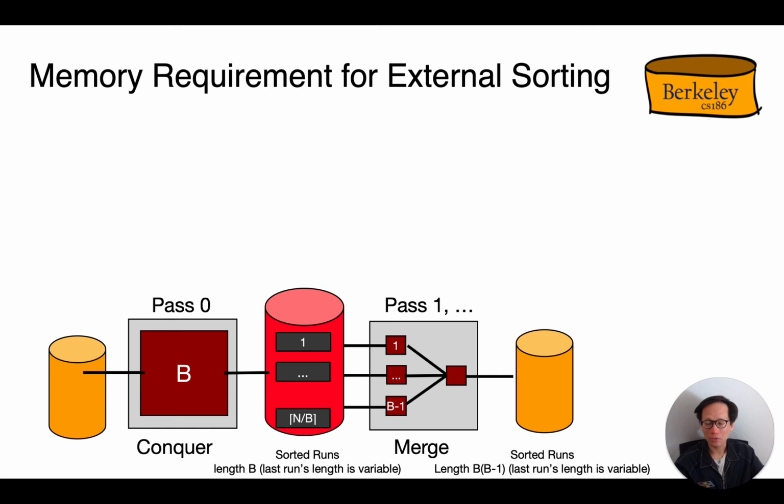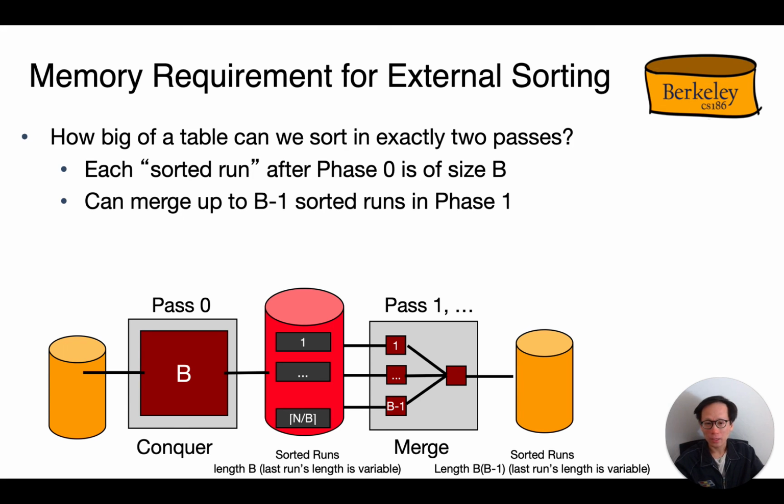It's often common to figure out how much memory we need to actually sort a file efficiently. So one reasonable question to ask is, how much data can we actually sort in just 2 passes, namely pass 0 and pass 1? So let's analyze that. Each sorted run after pass 0 is at most of size B, with the last one being potentially a little bit shorter. Now we can merge up to B-1 of those sorted runs in pass 1. So the total file size that we can sort is B times B-1.